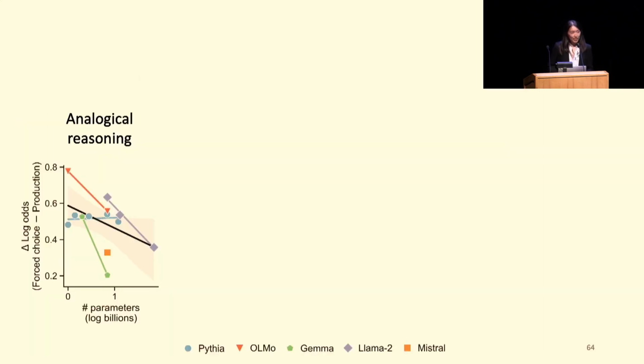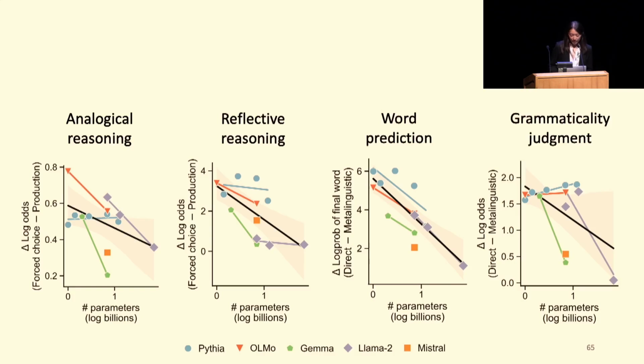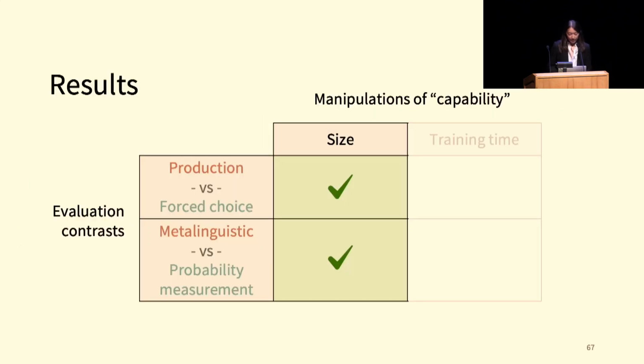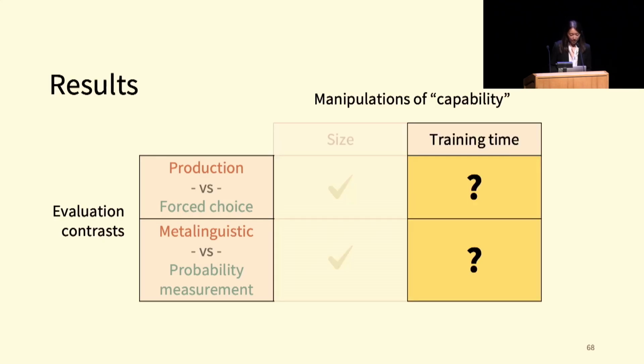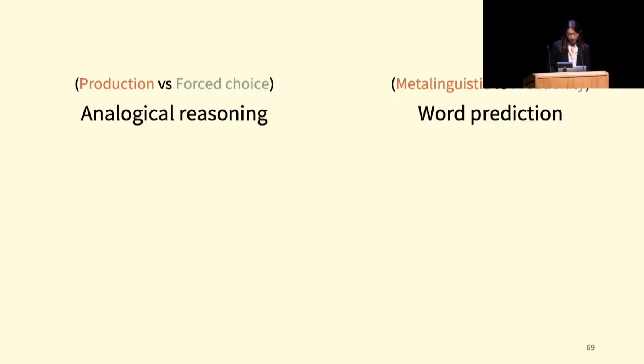Okay, so we found this pattern for analogical reasoning, and now we can look at the other cognitive constructs. And again, we find the predicted decreasing demand gap pattern for both of our evaluation contrasts, production versus forced choice, and metalinguistic versus probability measurements. So we found the predicted pattern for the manipulation of model size, and now we can turn to training time.